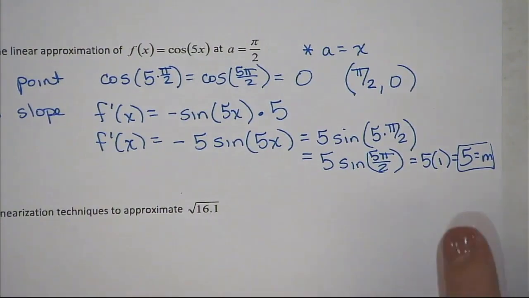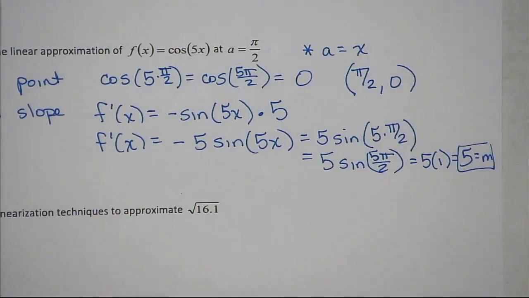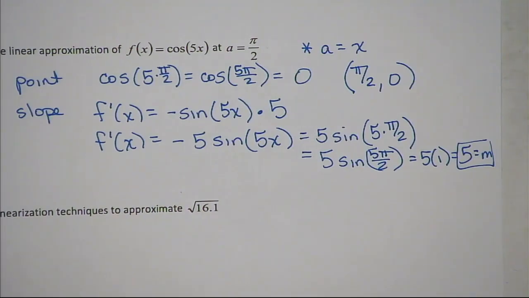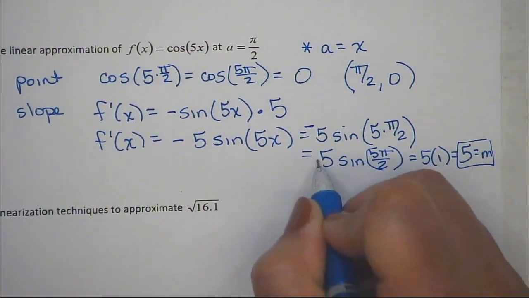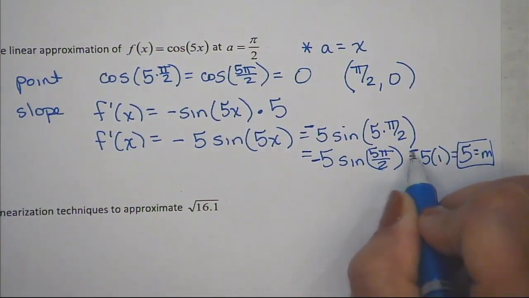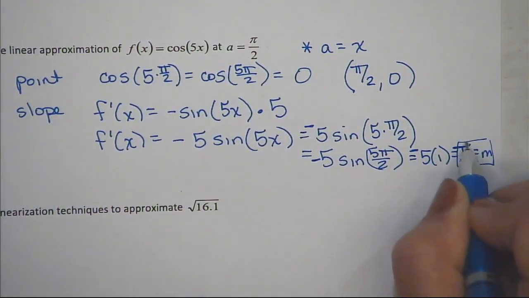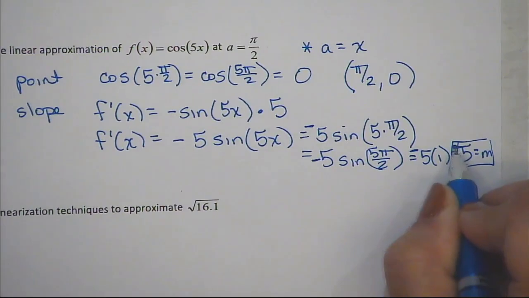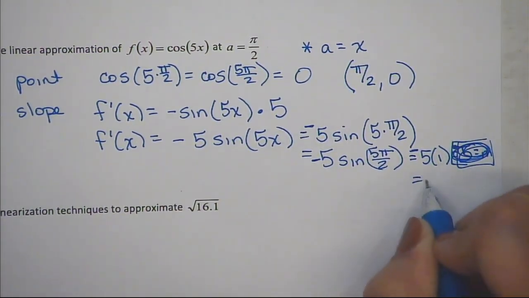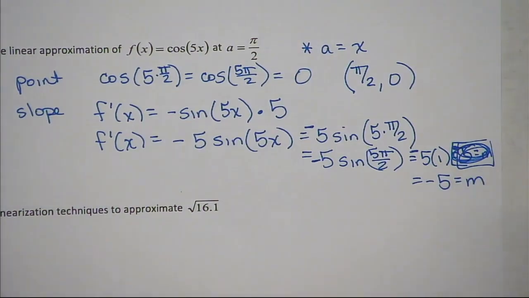Okay. So now we have a slope, we have a point, and now we're going to find the linear approximation. So that's the equation of a tangent line. Does the negative not go along? Negative. Did I lose that? I did. Thank you. Negative 5.